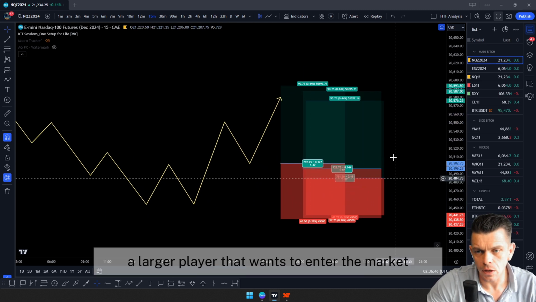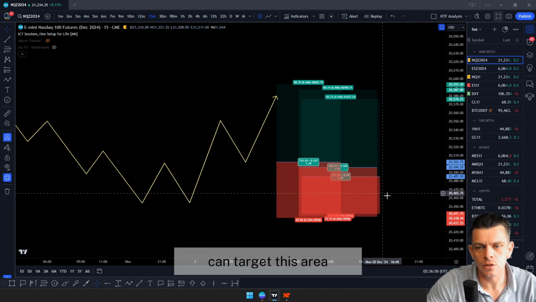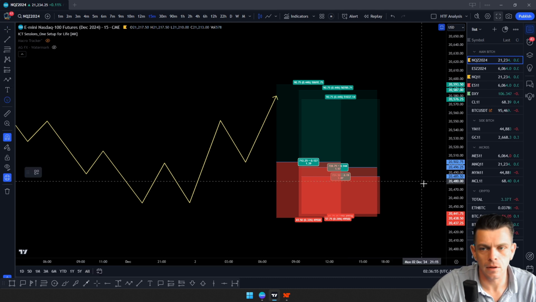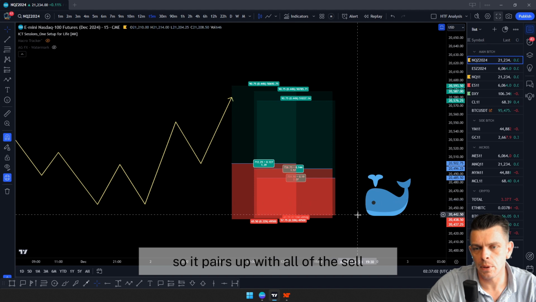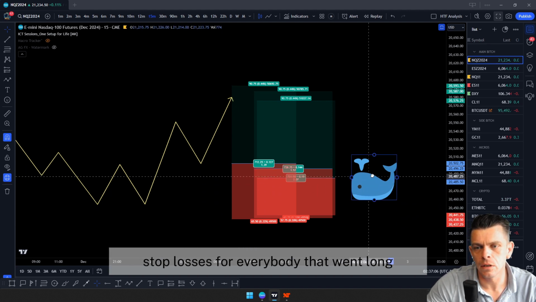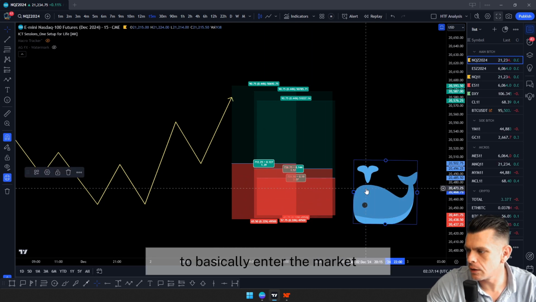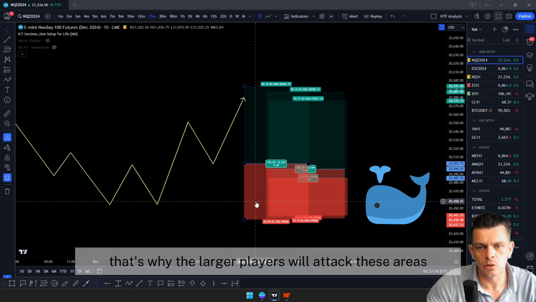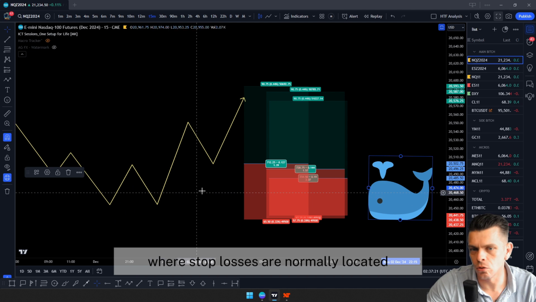So now a larger player that wants to enter the market can target this area. A larger trader can put his buy orders, so it pairs up with all of the sell stop losses for everybody that went long. So a larger player can absorb all of these positions to basically enter the market. So that's why the larger players will attack these areas where stop losses are normally located.